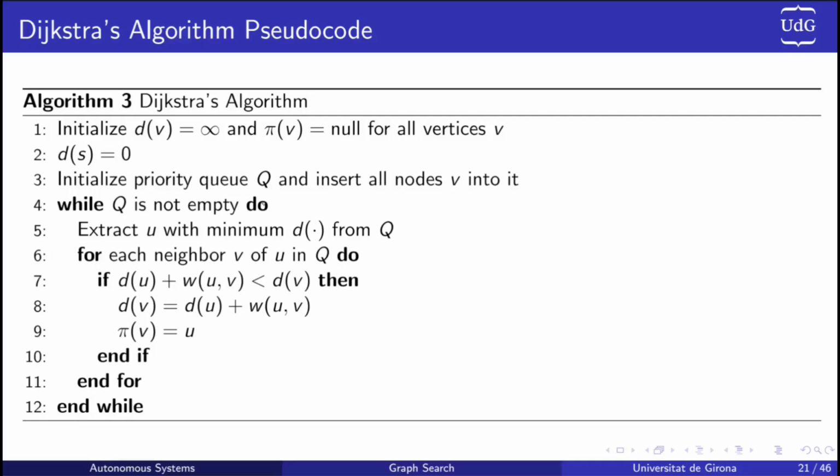Then we initialize the priority queue and insert all the nodes in it. Then we always extract the node with the smaller distance, and for all its neighbors, we first compute the tentative cost. If this tentative cost is smaller than the current cost, then we update the current cost with the tentative cost, and we also update the function pi.